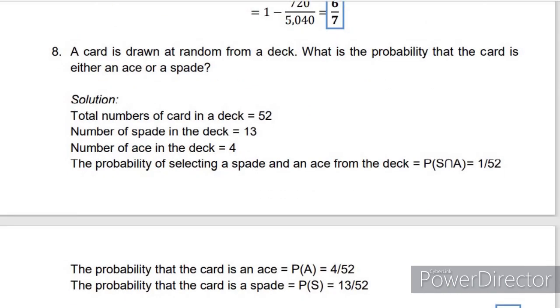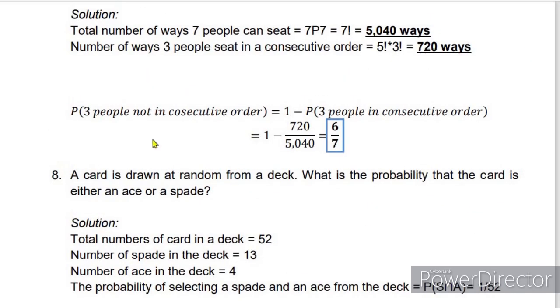So the cue here is when you see the word "not", okay, not in a consecutive order, not in the arrangement, meaning you will subtract the probability from 1, okay?